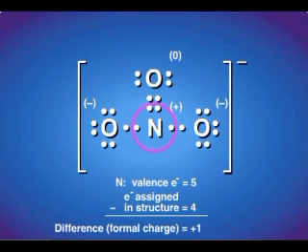The sum of the formal charges must add up to the charge on the molecule or ion. Nitrate has a -1 charge, so the formal charges must add up to -1, which they do.